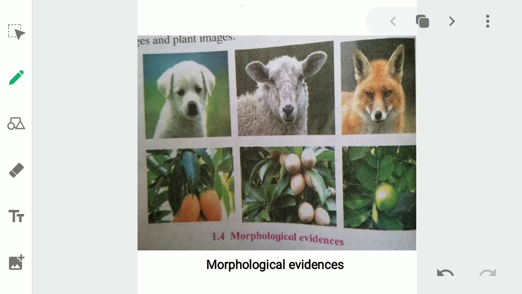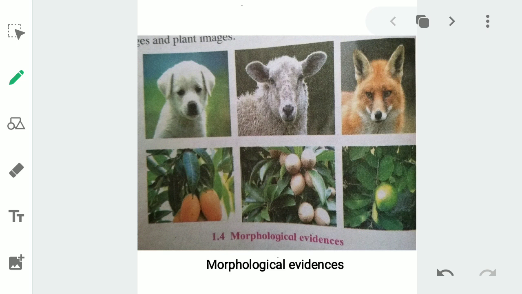So where is the evidence that yes, we have common ancestors? We need certain proof of evolution. So our next topic is evidences of evolution. The first evidence we are going to study is morphological evidences. Now morphology means the outer appearance we can see. The external visible similarities that we see in different species are called morphological evidences.